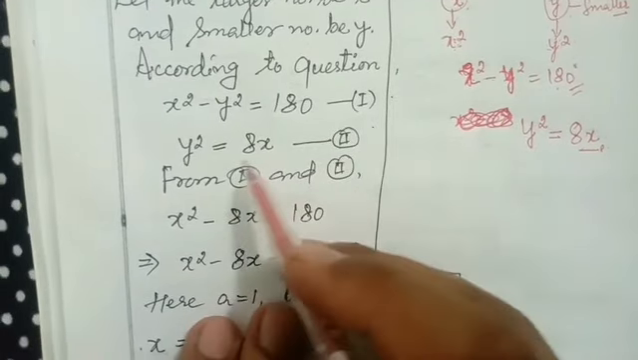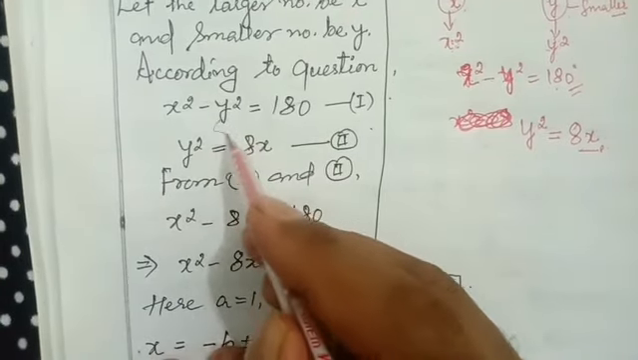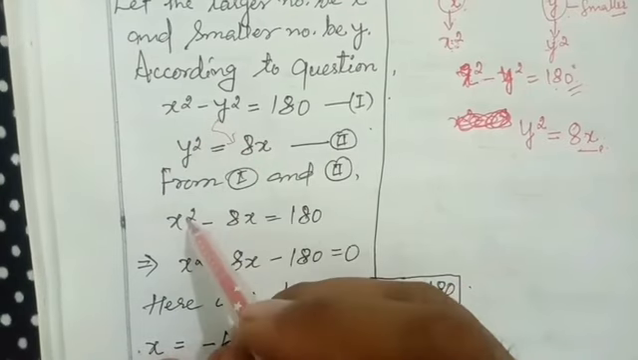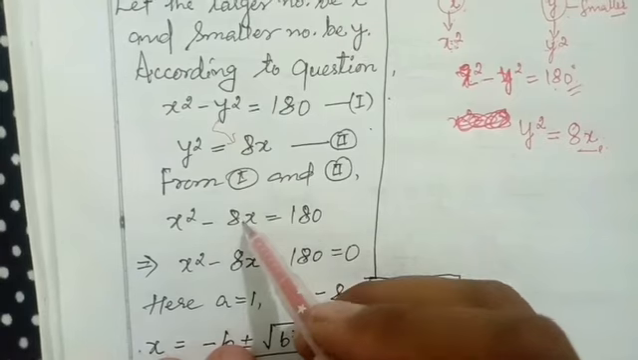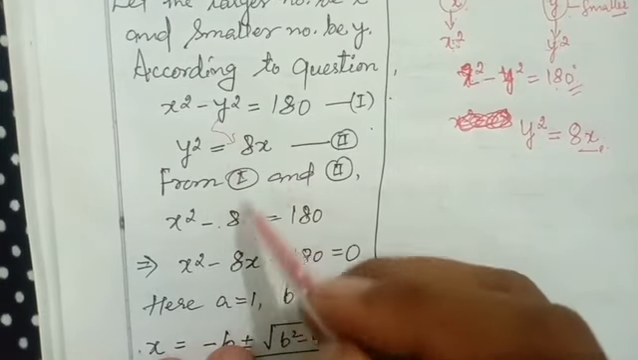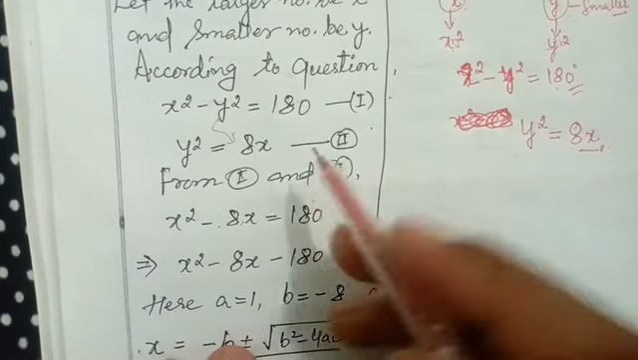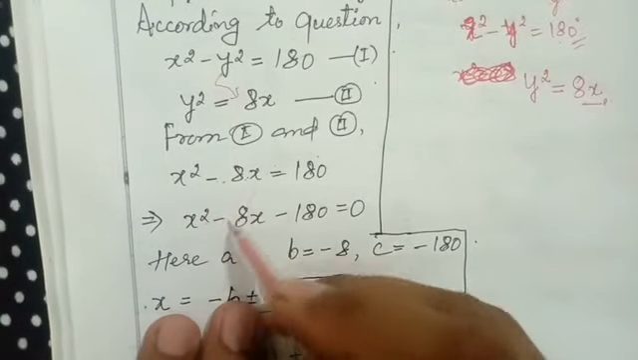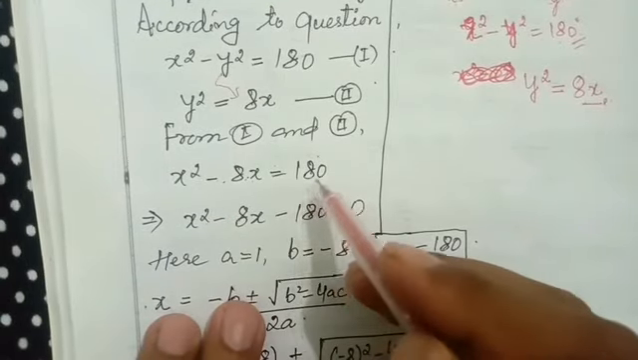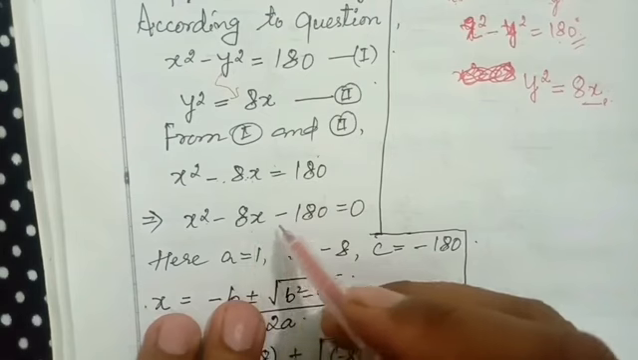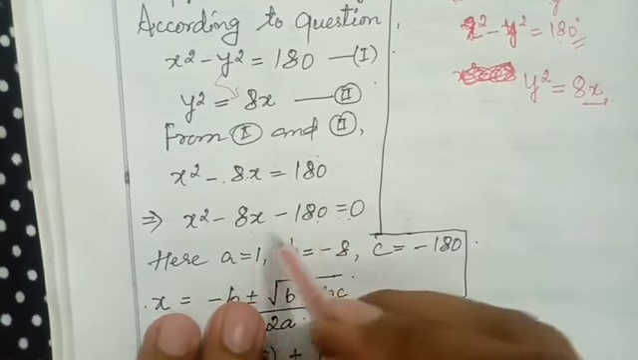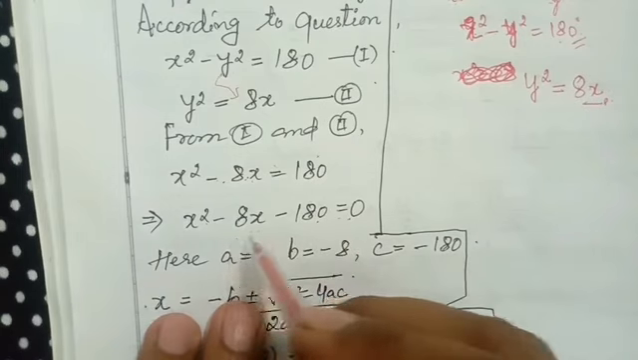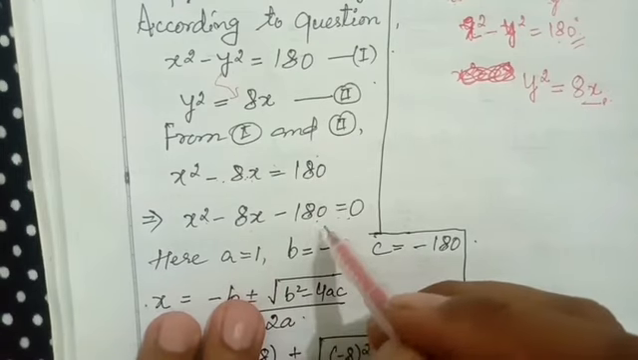Now from the first equation and the second equation, I can place the value of y square as 8x. That's x square here, and instead of y square I will write 8x. Minus is here, so x square minus 8x equal to 180. Then I will transpose this 180 to the left side, that's minus 180 equal to 0. Then it is a quadratic equation written in the standard form.